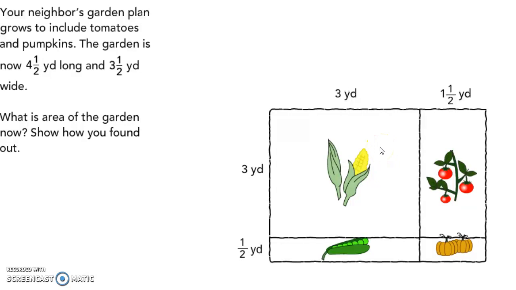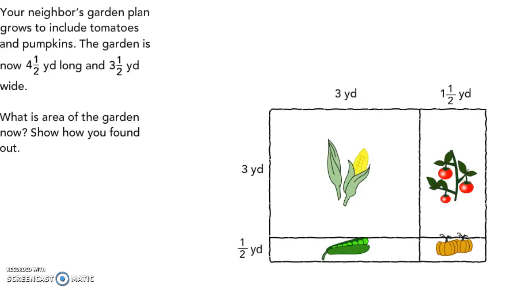This question here comes from the launch at the beginning of that lesson. Your neighbor's garden plan grows to include tomatoes and pumpkins. The garden is now 4.5 yards long and 3.5 yards wide. What is the area of the garden now? Show how you found out.